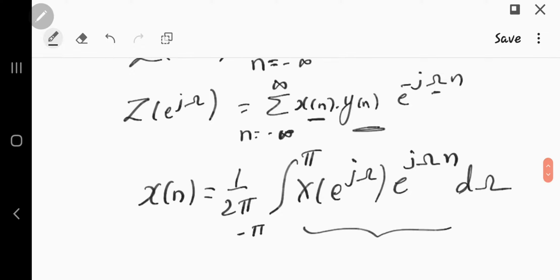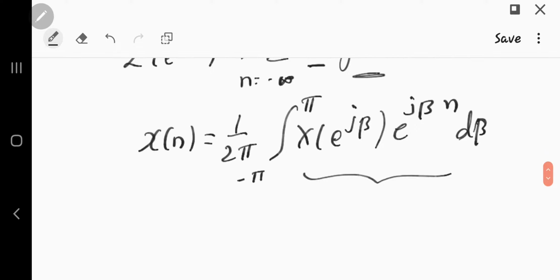Now we have omega here, so we can't use the same thing because I am substituting the synthesis equation into this one. So that's why instead of this omega, we can use some other alphabet, alpha or beta. So let's use beta here. This becomes beta, and this d omega also will become d beta. Okay. So that is the only change I am making.